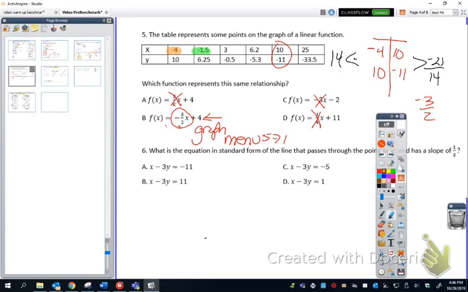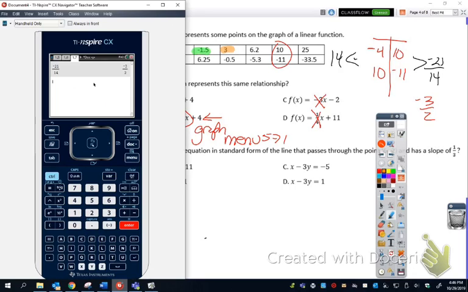Okay? I want to plug in the top number and see if it matches the one underneath. So we're going to do that. So on my graph, we've got negative 3 over 2 x plus 4. Enter, enter. Now I'm going to do the menu 5, 1.